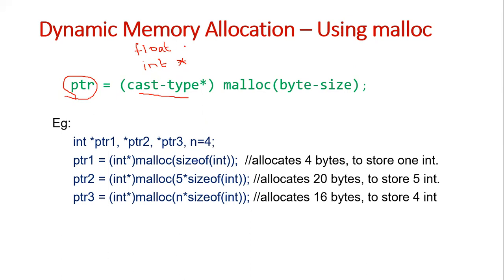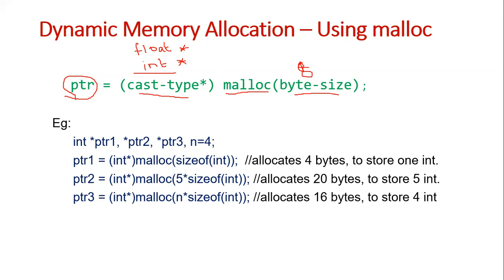If you want to dynamically allocate memory for storing double values, then here you have to give double star like that. And malloc is the actual function. Within brackets, you have to specify how many bytes should be allocated. So you can directly give a number also here. If you give just 4, it will allocate 4 bytes, where you can store one integer, if this is int star. If you give 8, it will allocate 8 bytes, where you can store 2 integers.